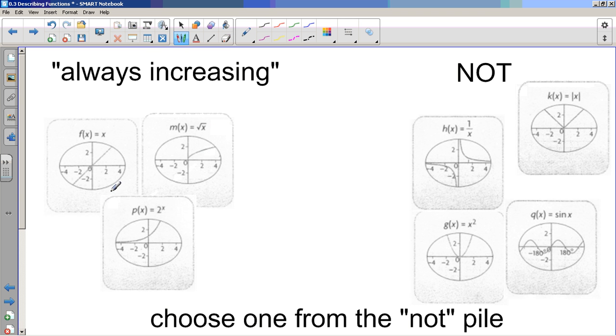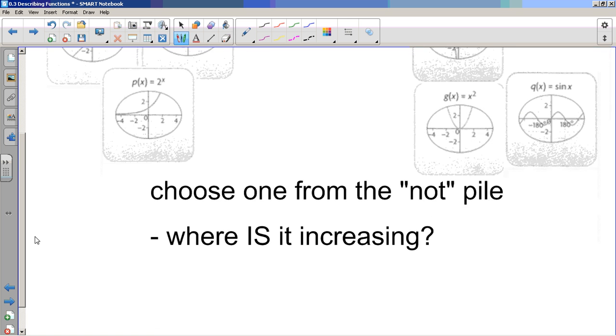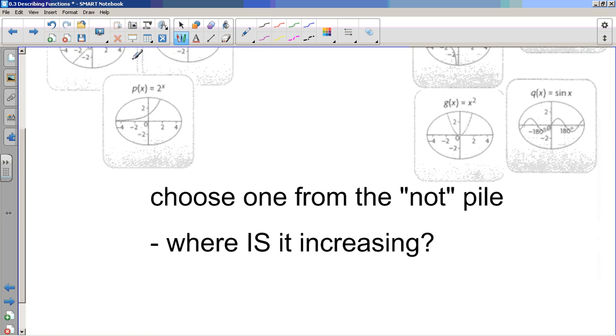Always increasing. So always going up. This idea of always increasing means that as we read from left to right, the graph is going uphill, uphill, uphill. Notice that some of these other graphs have spots where they are going uphill and spots where they're not. So let's choose one from the not pile, and we want to describe where it is increasing.